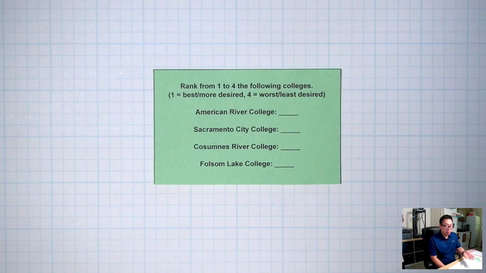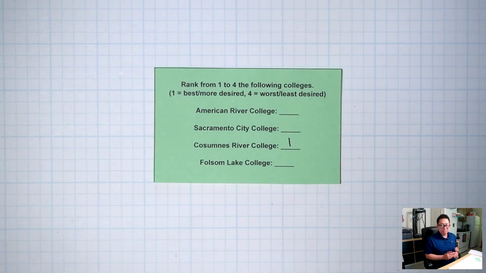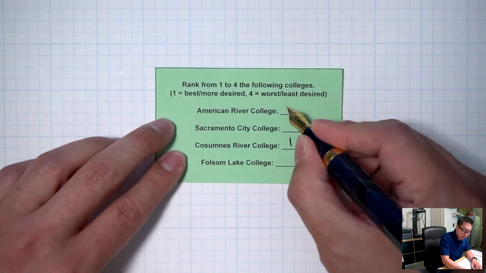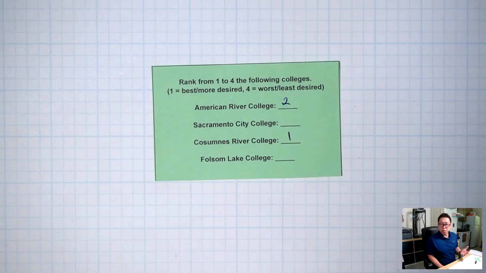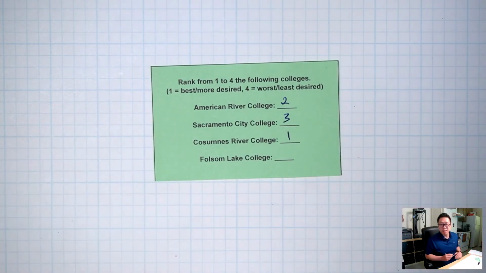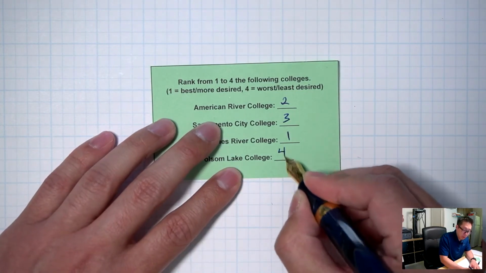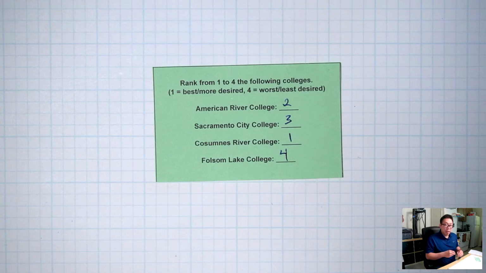I'll start off by marking the ballot for myself. I'm going to give CRC number 1, because I work at CRC. For number 2, I'm probably going to say American River, because I live closest to American River. Then I'll give Sac City 3, because that's the next closest to me. And Folsom Lake is going to be 4, because Folsom Lake is far from me. If you do the same, we'll have a bunch of ballots like this.